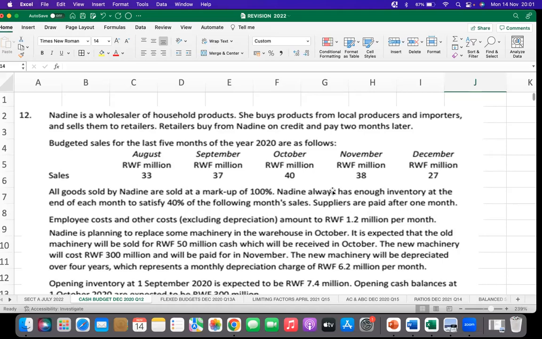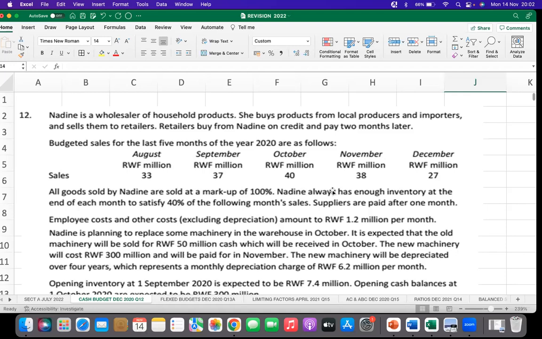So we have our budgeted sales for August, 33 million, September, 37 million, October, 40 million, November, 38 million, and December, 27 million. All goods sold by Nadine are sold at a markup of 100%. What is markup? Markup is profit on cost.